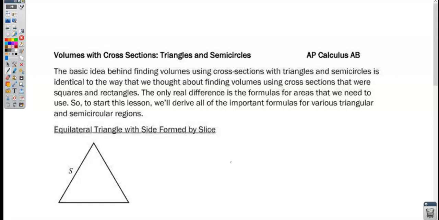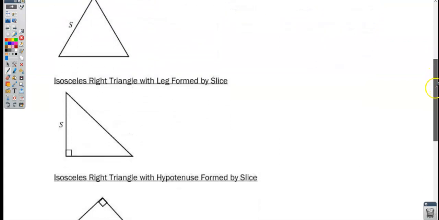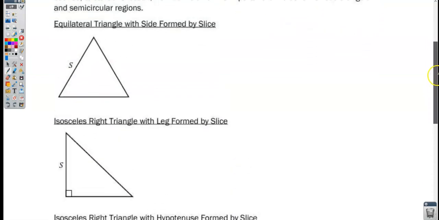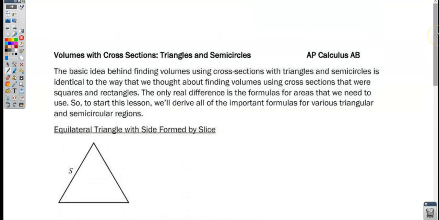Alright, so on this page we're going to go through and develop the area formula for the most common types of triangles that you'll see in these problems and for the semicircle, based off the side length of the slice. In every single one of these diagrams there's a dimension labeled S, and that dimension labeled S represents the slice coming from the base of the solid. So, if this solid is formed between two curves, whatever the distance is between those two curves represents S in these diagrams. So let's come up with the area formulas for these common contexts.